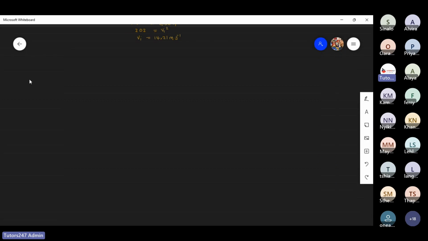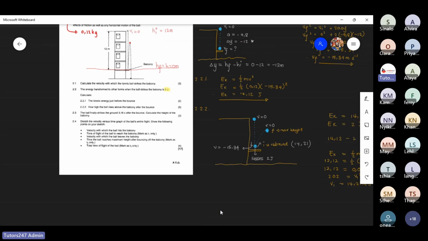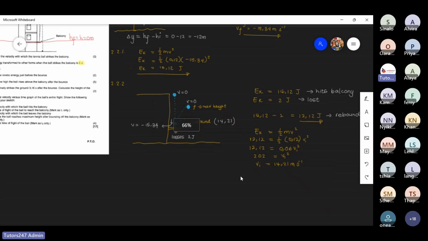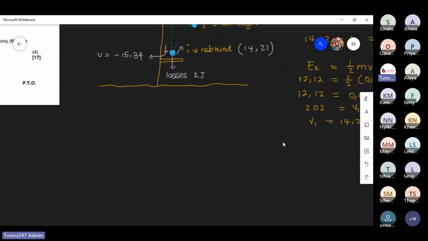So let us go back and read our question once more. Our question states, calculate how high the ball rises above the balcony after the bounce. We've identified that we are going to use our second equation of motion. Let us write it down. That is Vf squared equals Vi squared plus 2a delta y.